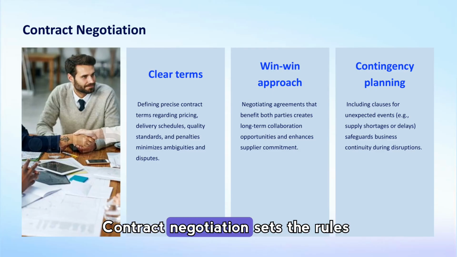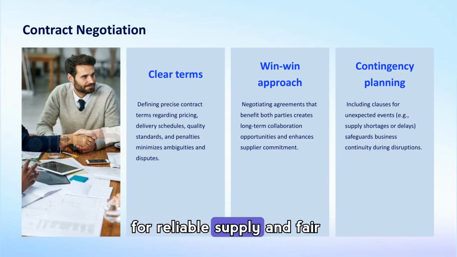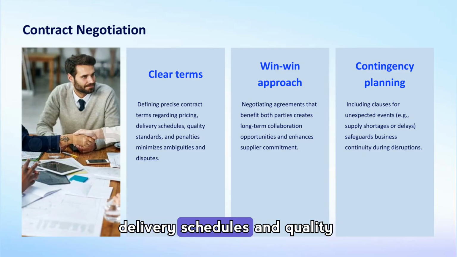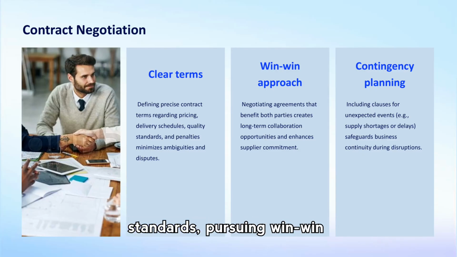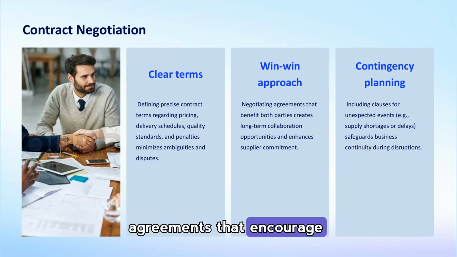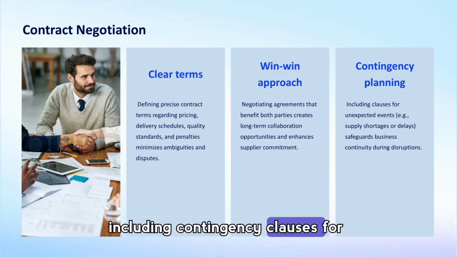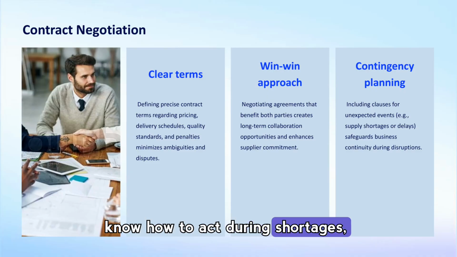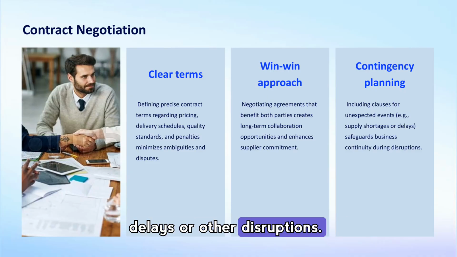Contract negotiation sets the rules for reliable supply and fair outcomes. This slide stresses defining clear terms for pricing, delivery schedules, and quality standards, pursuing win-win agreements that encourage long-term collaboration, and including contingency clauses for unexpected events, so both parties know how to act during shortages, delays, or other disruptions.